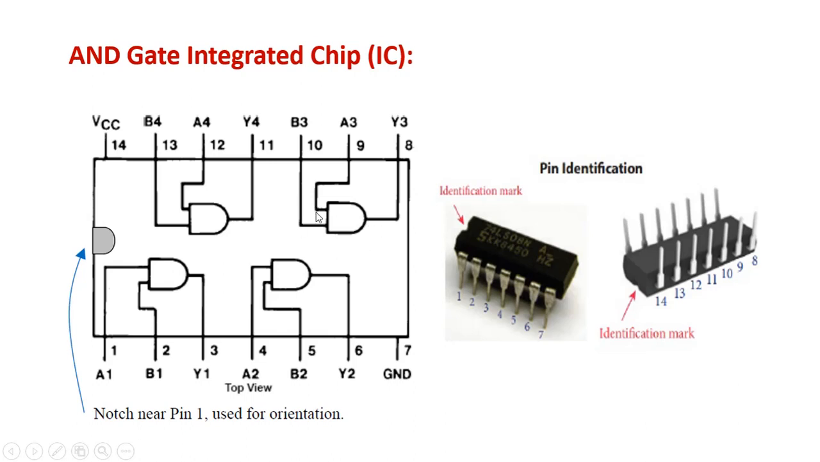So now, how to find the correct pin number. There is a notch in every IC. You can see this is the identification mark, this is the notch. If you place it like this, the lower left pin will always be 1, then 2, 3, 4, and so on till 7, and then from the upper side 8, 9, 10, 11, 12, 13, 14.